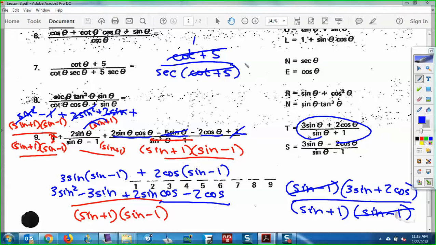So it's 1 over secant, which is cosine. So the right answer is cosine. Oh yeah, okay. I got it. The right answer is cosine. But yeah, you might have done, did you do sines and cosines? Yeah. You get the right answer though? Yeah, I got the right answer. Yeah, you can get there, right?